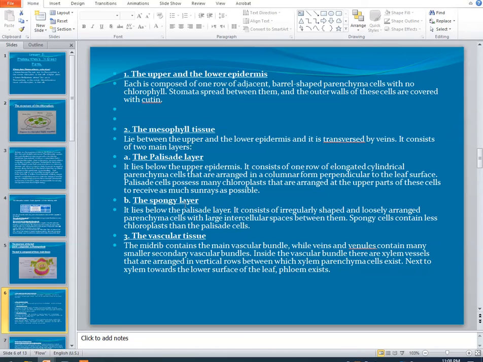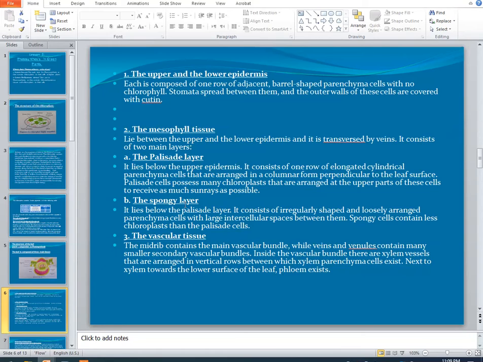Number two, the spongy layer. It lies below the palisade layer. It consists of irregularly shaped and loosely arranged parenchyma cells with large intercellular spaces between them. Spongy cells contain fewer chloroplasts than the palisade cells. Also, we have vascular tissue. The midrib contains many vascular bundles, while veins and venules contain many smaller secondary vascular bundles.